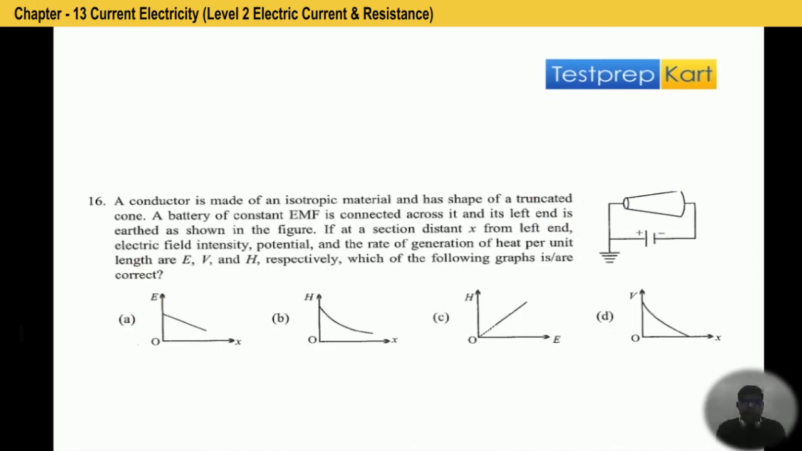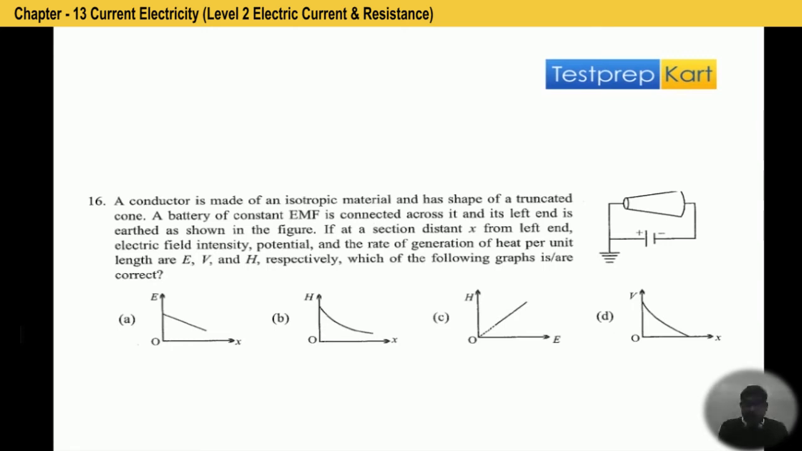The conductor is made of isotropic material and has the shape of a truncated cone. A battery of constant EMF is connected across it. The left end is earthed as shown in the figure. If at section X from the left end, the electric field intensity, potential and the rate of generation of heat per unit area are E, V and H respectively, which of the following graphs are correct?